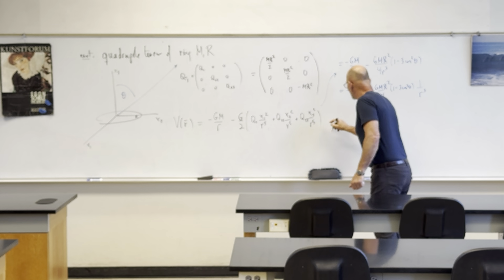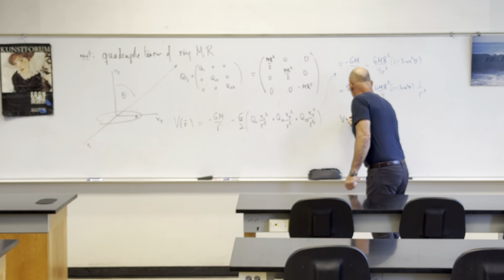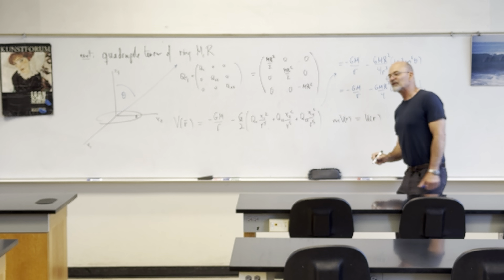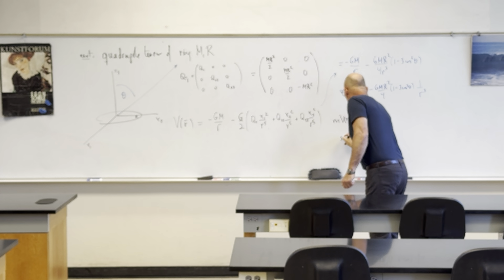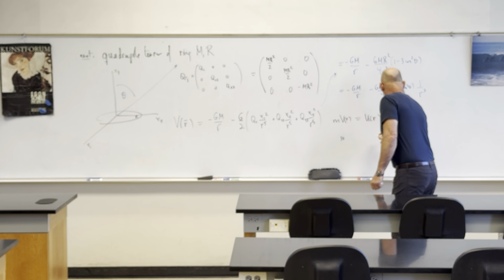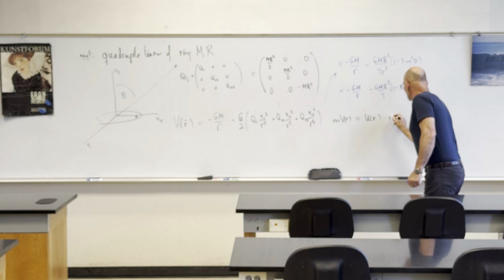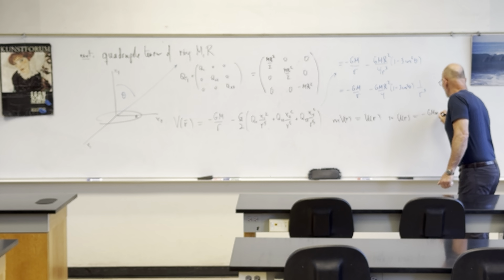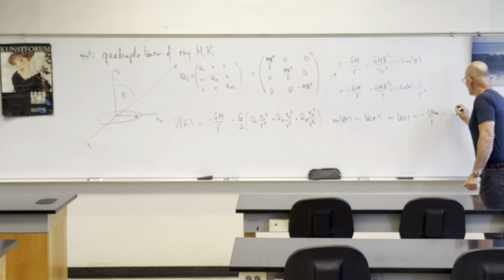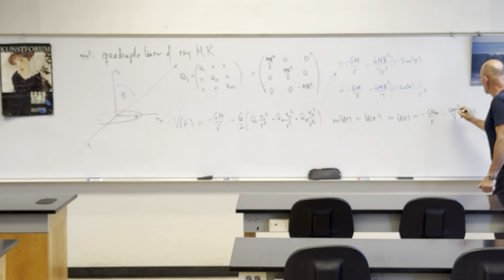So now I have V of R, so M times V of R is U of R, as when we were doing our astronomical absolute angles, right? So we could have, got room right here, U of R equals minus GM over R minus GM R squared over 4, bracket 1 minus 3 cos squared theta, bracket, 1 over R cubed.